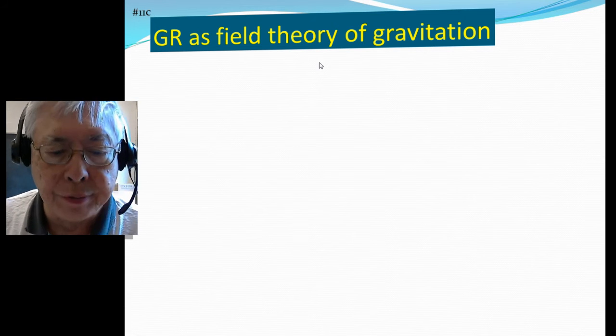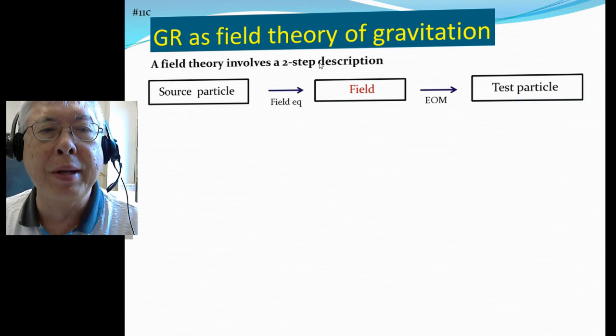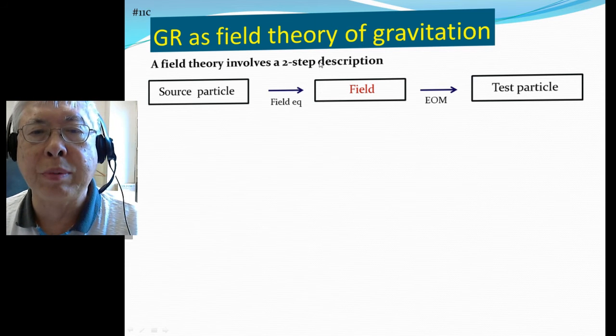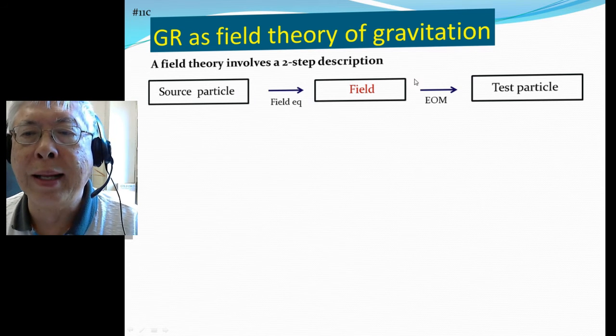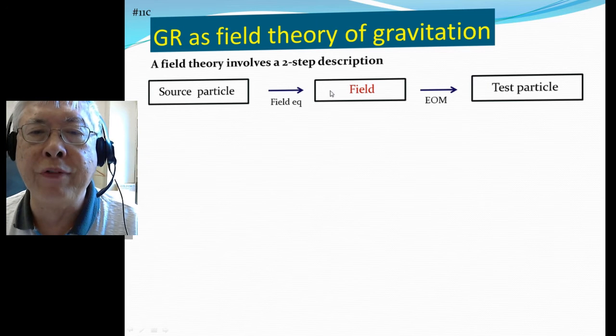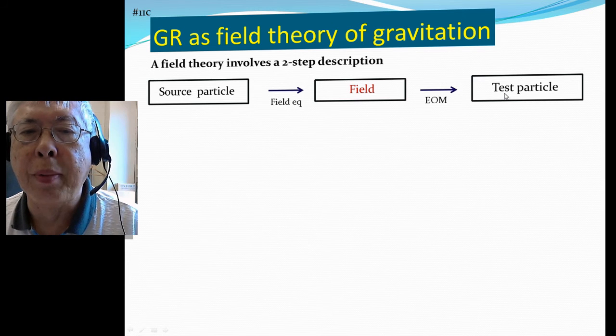So we're finally going to talk about GR, the field theory of gravitation. Let me remind you that a field theory, any field theory, involves a two-step description. You have a source particle and a test particle. The source particle does not act on the test particle through action at a distance, but through the creation of a field everywhere, and the field then acts on the test particle locally.